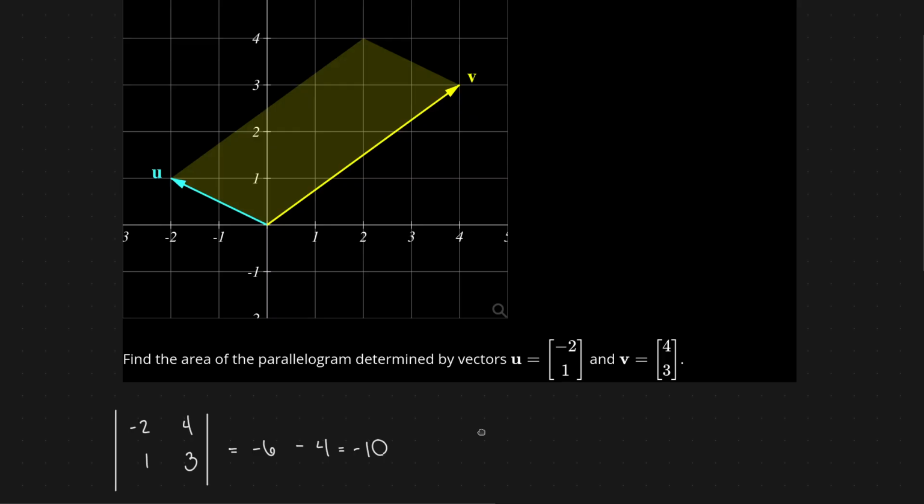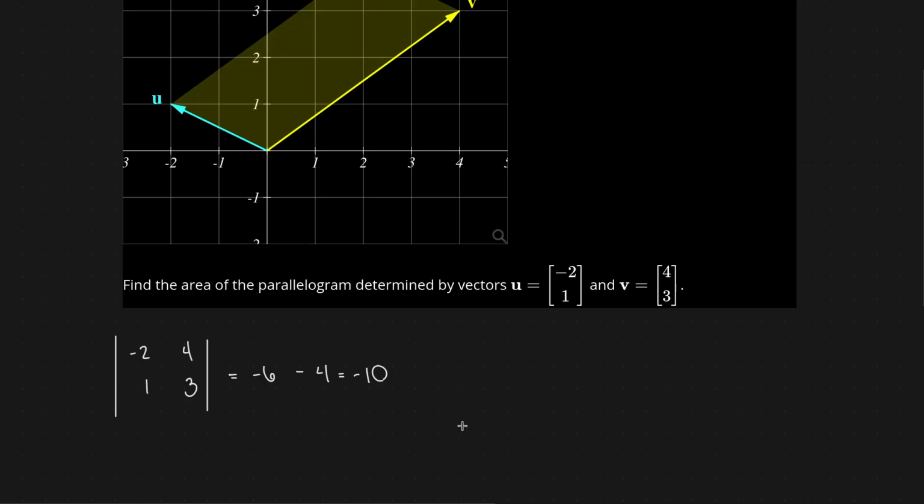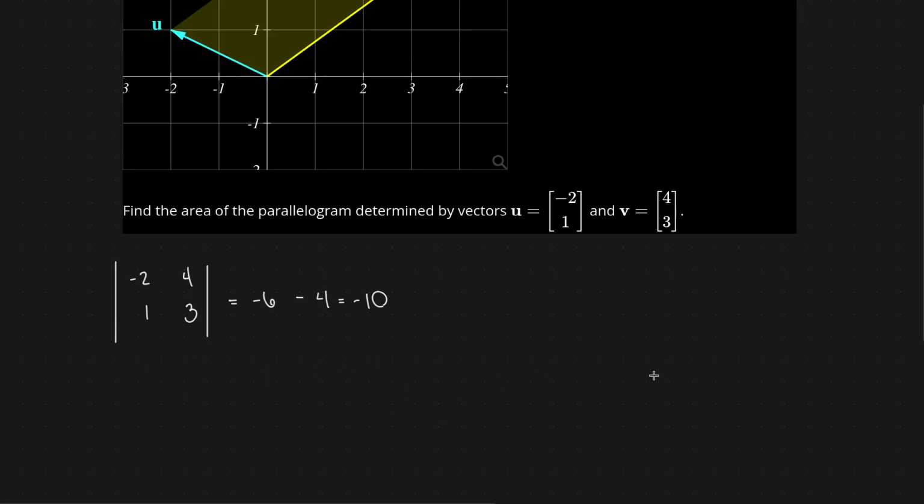In summary, if we think about the matrix as a linear transformation, the way it's transforming the space involves something flipping, and that flipping makes things negative. That's what that negative is encoding. But we just care about the area. We just care about how, if we think about it as a linear transformation, it changes the area. And so negative 10, the absolute value of that will be our area.